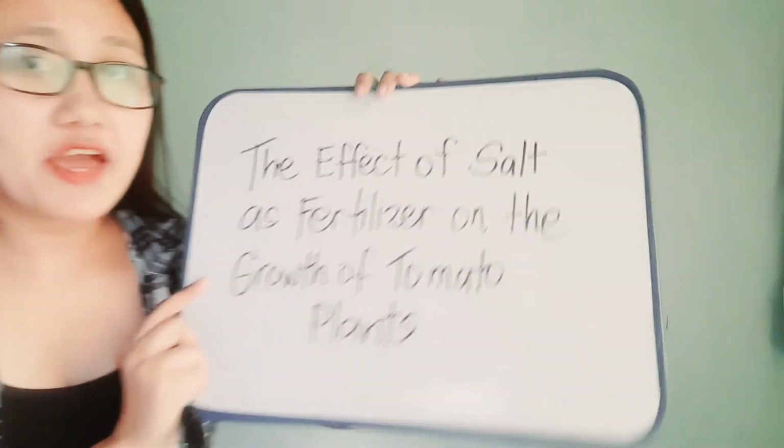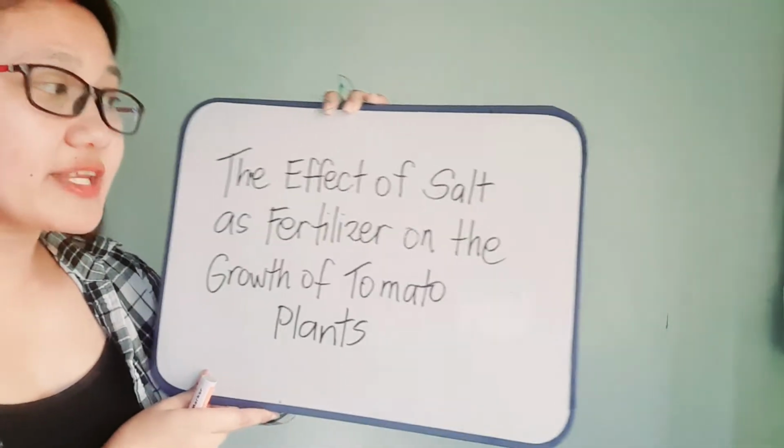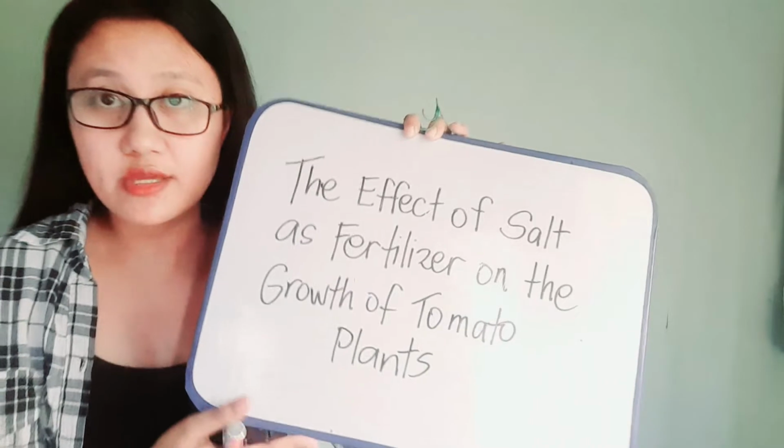Okay, explain natin ano ba itong mga 9 principles of experimental research. Ang first question doon kay Nadia is, ano daw yung objective? And ang objective natin is also depend on the title of our research study. And yung study niya is the effect of salt as fertilizer on the growth of tomato plants.